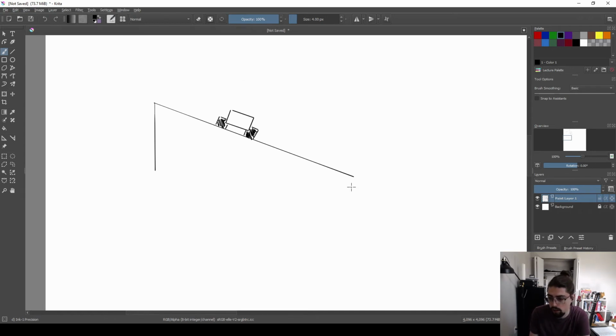So what forces are actually acting on this thing? Did anybody figure out what all forces we should be expecting to see here? List them off for me.